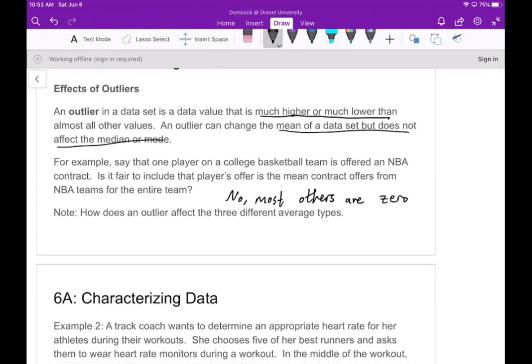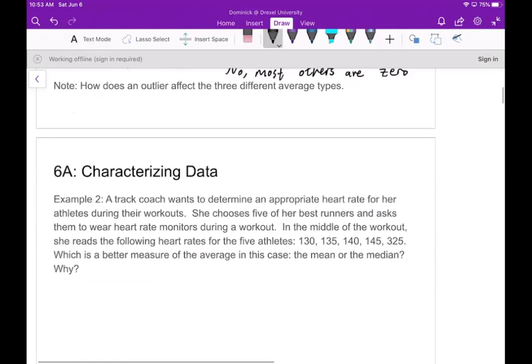Now, how does an outlier affect the three different average types? Well, we just talked about that: it'll affect the mean, but of course not the median or the mode. And we're going to do an example of that.